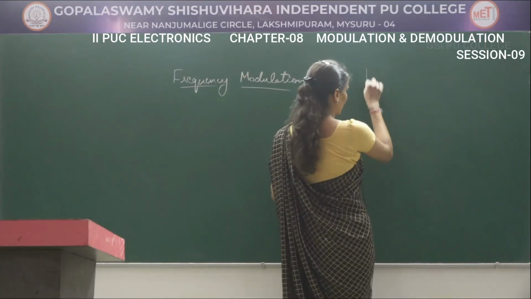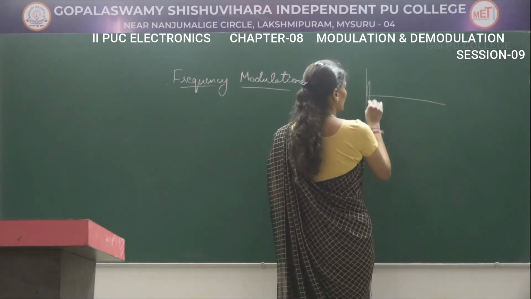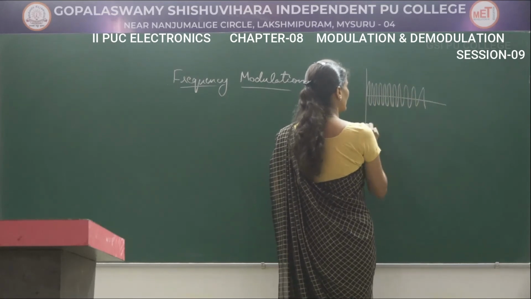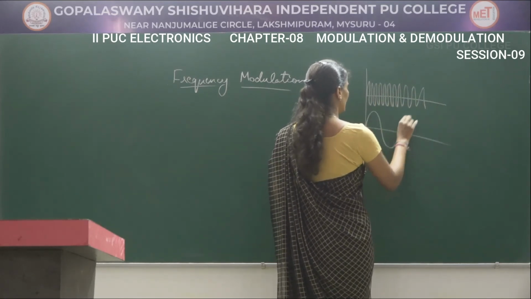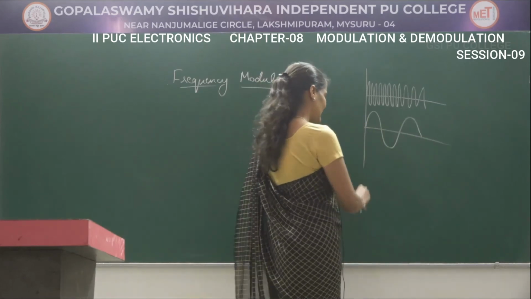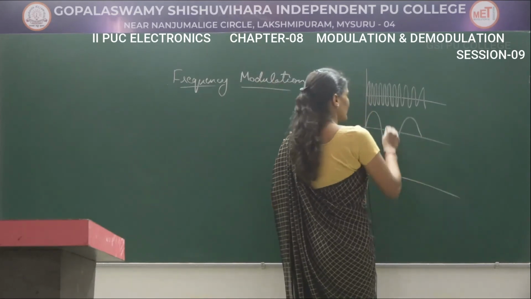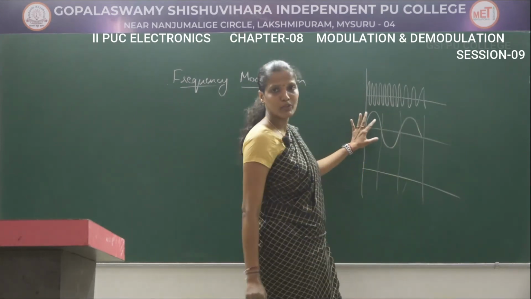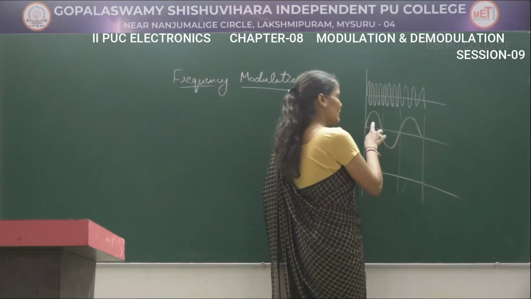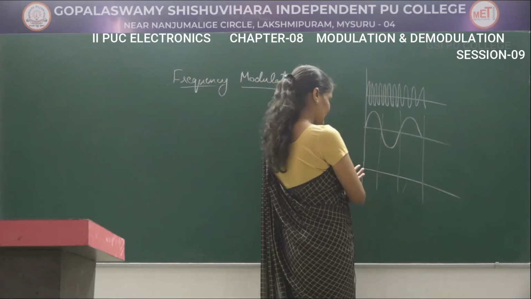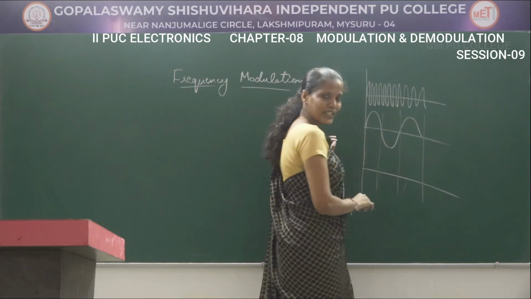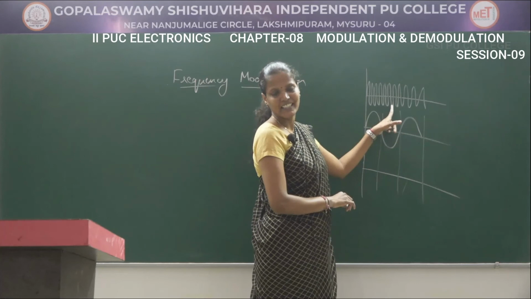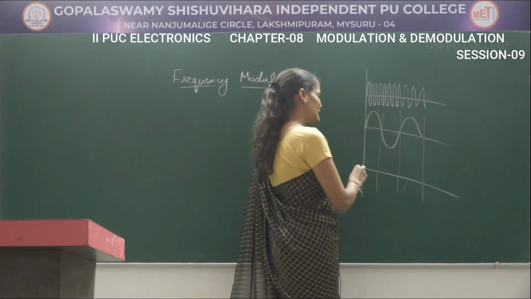As we have discussed in amplitude modulation, the carrier signal amplitude varies with the amplitude of the modulating signal. But here in frequency modulation, the frequency of the carrier signal varies with the amplitude of the modulating signal. If the amplitude of the signal is increasing, then the frequency of the carrier signal will increase. If the amplitude of the modulating signal is decreasing, then the frequency of the carrier signal will decrease.